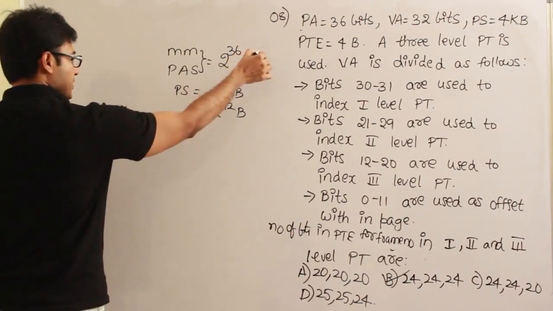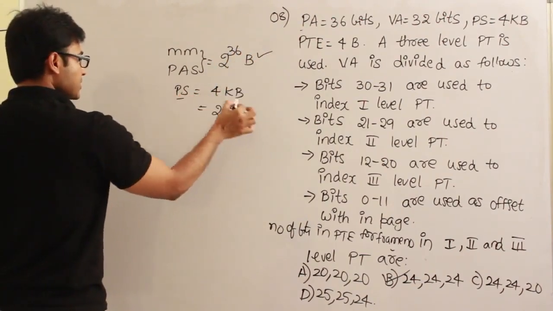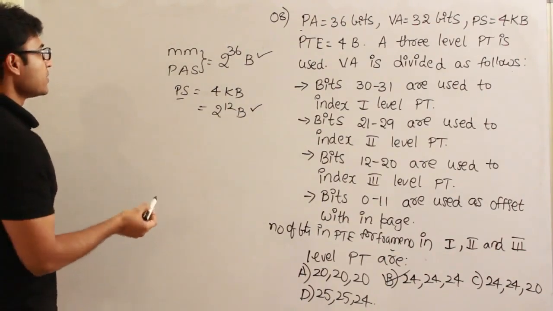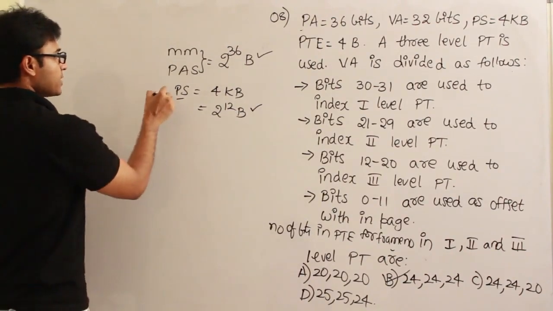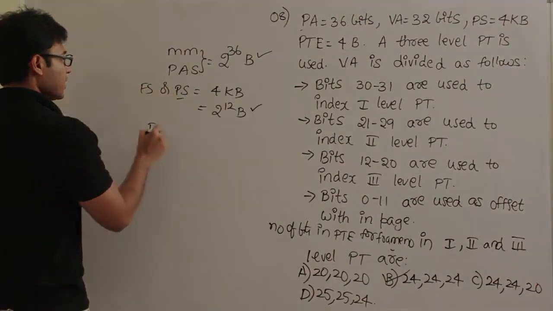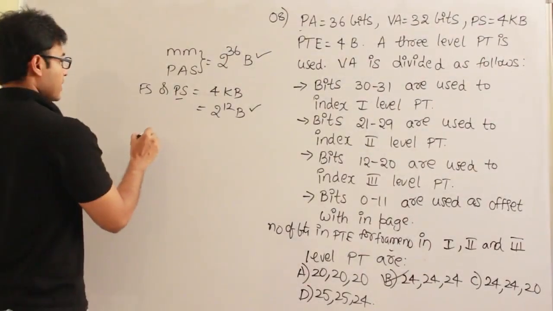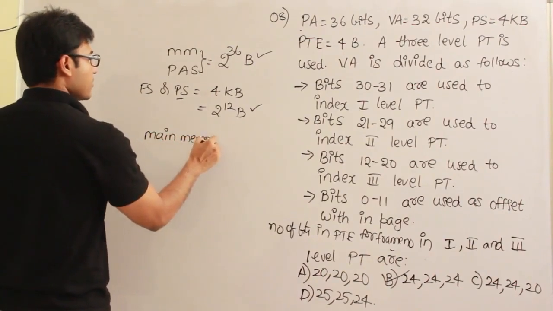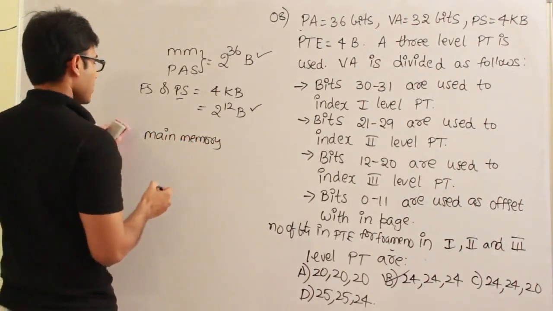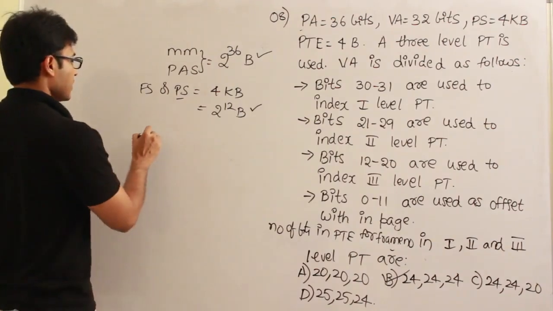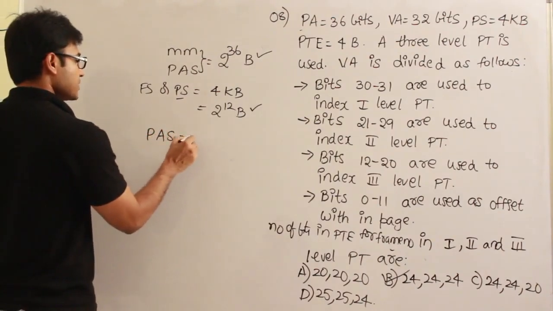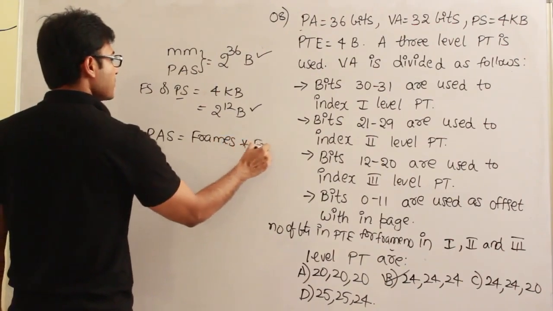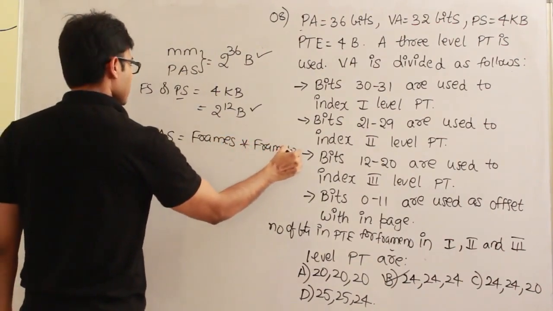Now if the main memory size is this, and if it is divided into pages, each of size 2 power 12 bytes, then totally how many frames will be there? Page size and frame size are both the same, right? Then we can write main memory size, or physical address space, equal to number of frames into frame size, isn't it?